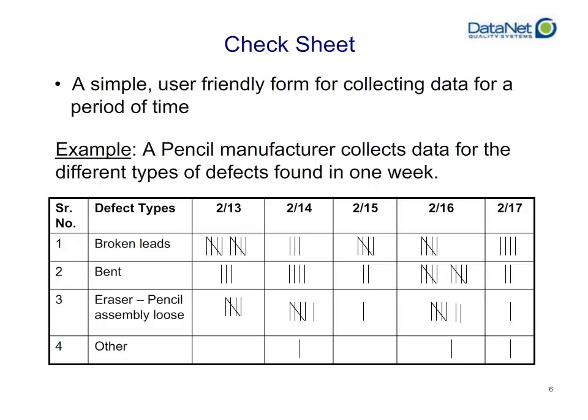So in this particular slide, we have an example where you have a pencil manufacturer who's been collecting defect data for a given week. You can see that this pencil manufacturer had a number of different defect types that were occurring. On the 13th, there were lots of broken leads, you had bent pencils, and the eraser pencil assembly that held the eraser to the pencil was loose.